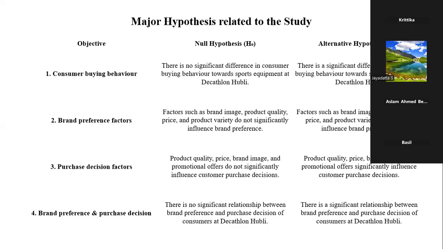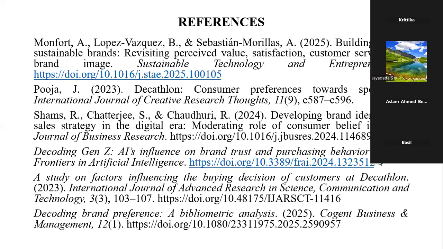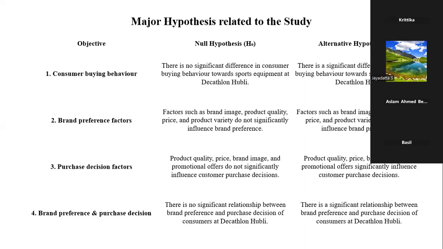So brand preference and purchase decisions: there is no significant relationship between brand preference and purchase decision of the consumers at Decathlon Oblique. Alternate hypothesis says that there is a significant relationship between the brand preference and purchase decisions of consumers at Decathlon Oblique. So this would be the major hypothesis related to the study.